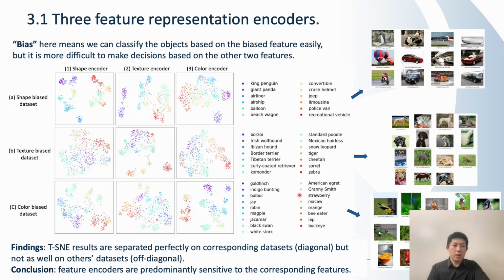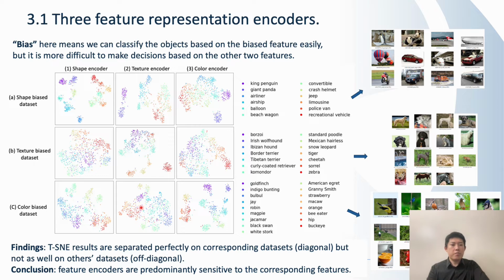This is the main result of t-SNE visualization for the 3 encoders, shape, texture, and color, on 3 bias datasets: shape bias, texture bias, and color bias. Each color represents 1 class. We can see the t-SNE results are separated perfectly on the corresponding dataset, which is the diagonal, but not as well on the other datasets, which is off diagonal.